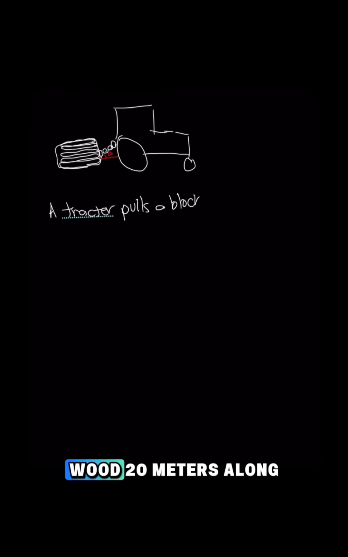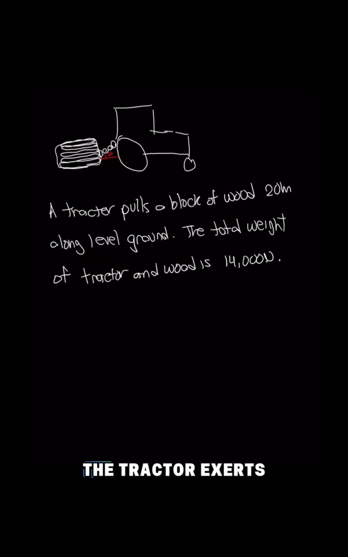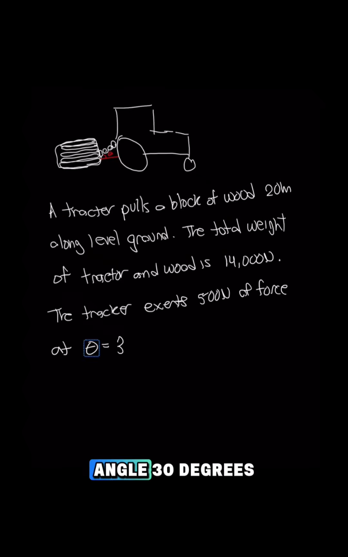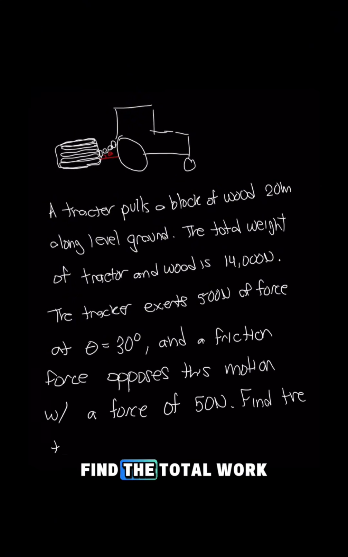Alright, so let's say given this diagram of a tractor pulling wood planks, the question says, a tractor pulls a block of wood 20 meters along level ground. The total weight of the tractor and the wood is 1,400 newtons. The tractor exerts 500 newtons of force at an angle of 30 degrees, and a friction force opposes this motion with a force of 50 newtons. Find the total work applied on the wood.